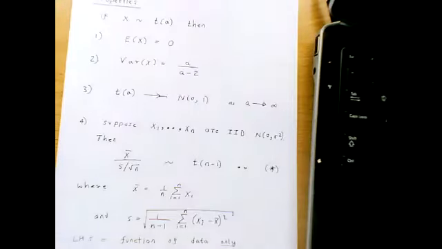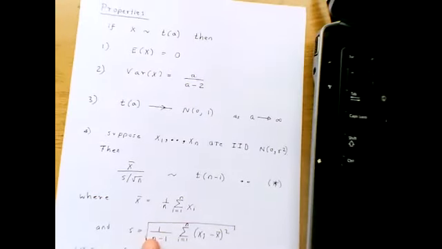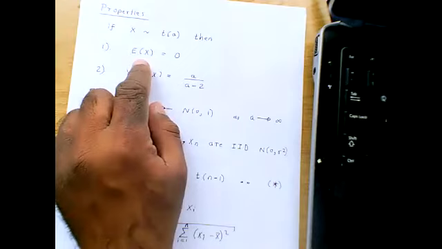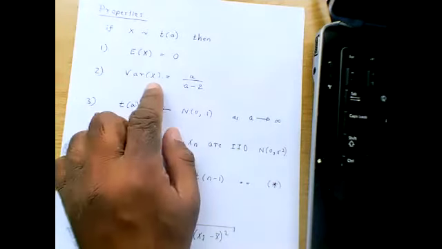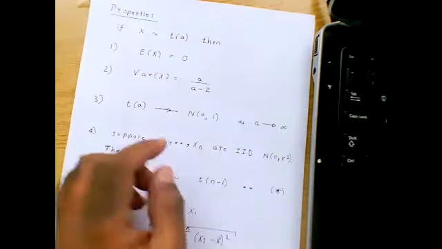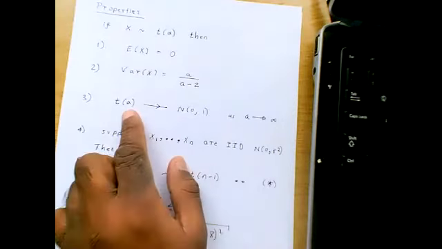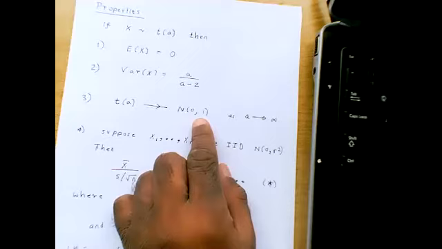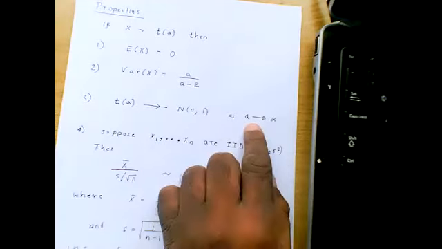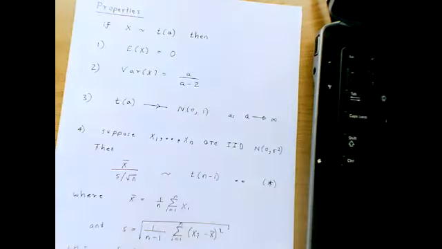Next, there are some properties of a T variable. The first property is that the expected value is 0. The second is that the variance is given by a divided by a minus 2. The third property is that the student's t variable approaches a standard normal variable as a, the degree of freedom, approaches infinity.